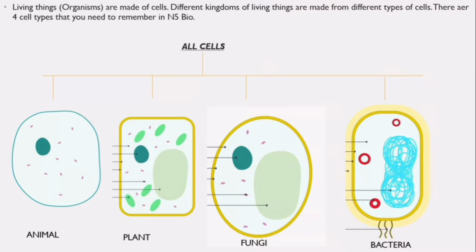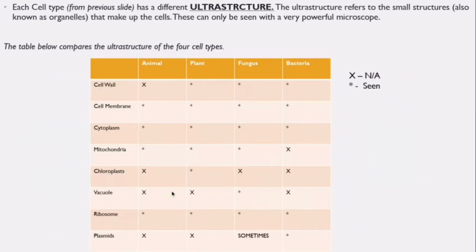Living things, also known as organisms, are made from cells. Different kingdoms of living things are made from different types of cells. There are 4 types of cells that you need to remember in National 5 biology, as this can crop up in the SQA exam. So you've got animal, fungi, plant and bacteria cells. All of these cells have a different ultrastructure. This refers to the small structures, also known as organelles, that make up the cells, and this can only be seen through a very powerful microscope.